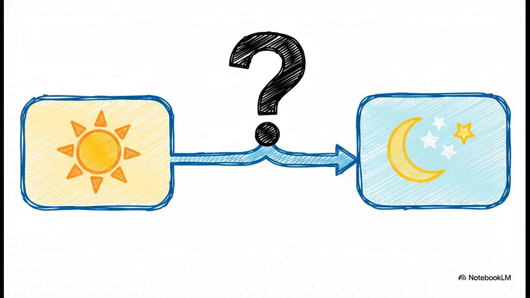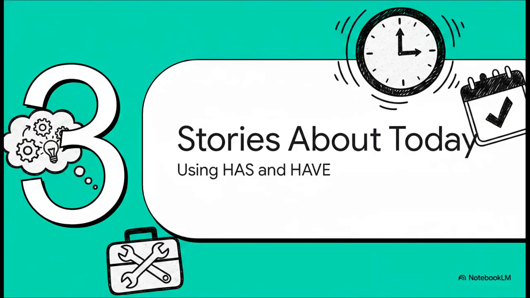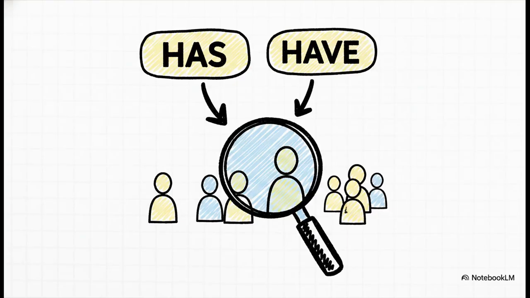Let's start with today. All right, let's kick things off by talking about today. When we tell stories about things happening right now or things that are just true at this moment, we've got two main tools in our toolbox. For anything happening in the present, we're choosing between has and have. And the trick to knowing which one to pick, well, it all comes down to who or what we're talking about. In grammar terms, that's called the subject.